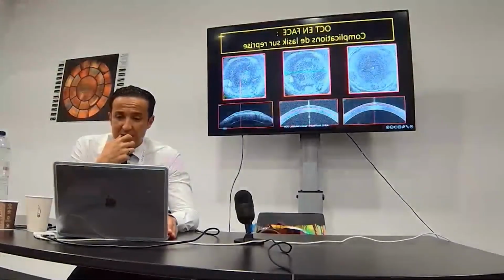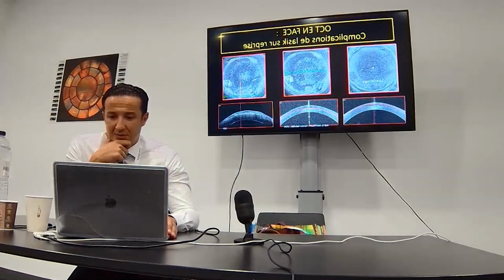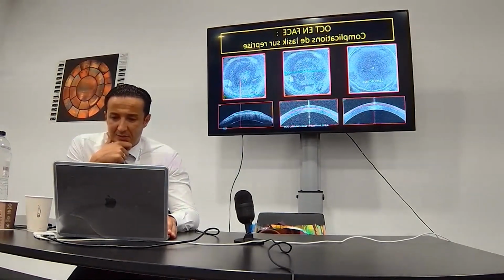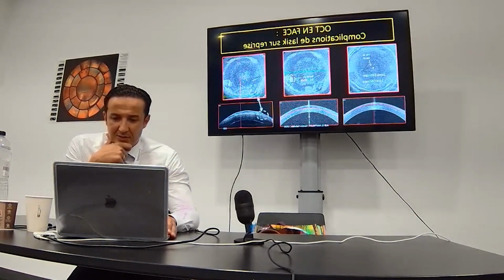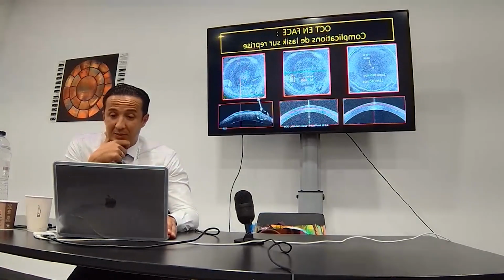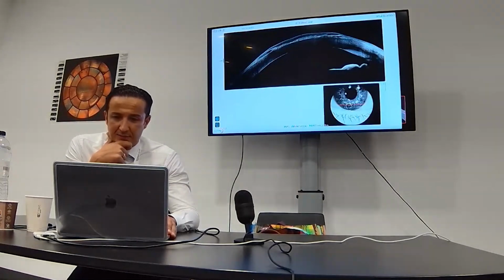Another case of complication of LASIK after a new surgery. Look here, this is the first cutting. The second cutting, this is a microfold within the flap. The epithelium ingrowth, and this is the entry of the epithelial ingrowth and the corresponding B-scan.